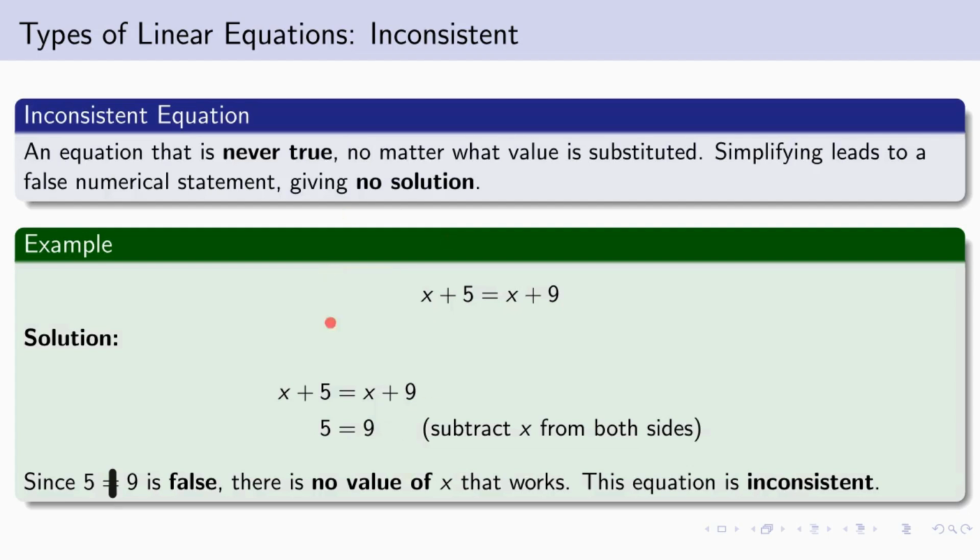Next, the third one is inconsistent because in your computation, you found an inconsistent statement. 5 equals 9 is an inconsistent statement. Why? Because it is not equal. Okay? So what is the solution of this inconsistent linear equation? The solution here is a null set. It means that we have no solution. There is no value of x that works.